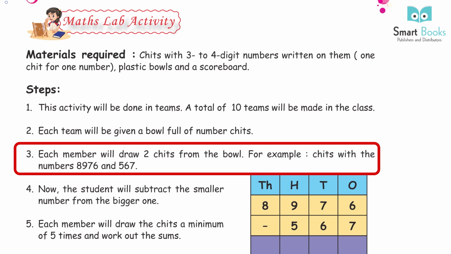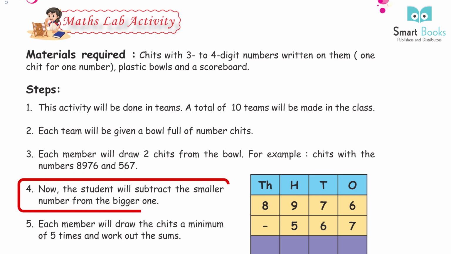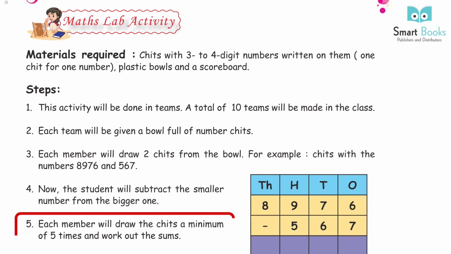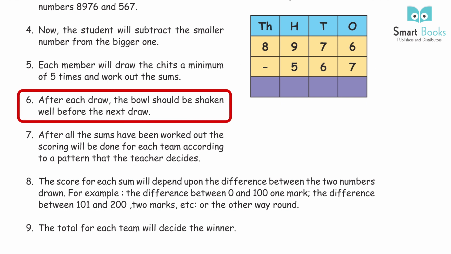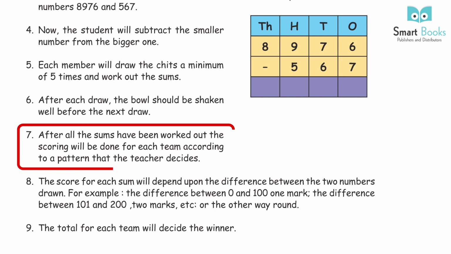For example, chits with numbers 8,976 and 567. 4. Now the student will subtract the smaller number from the bigger one. 5. Each member will draw chits a minimum of 5 times and work out the sums. 6. After each draw, the bowl should be shaken well before the next draw. 7. After all the sums have been worked out, the scoring will be done for each team according to a pattern that the teacher decides.